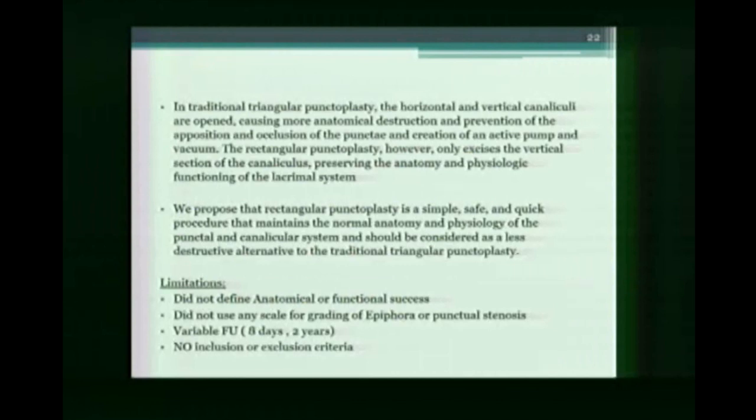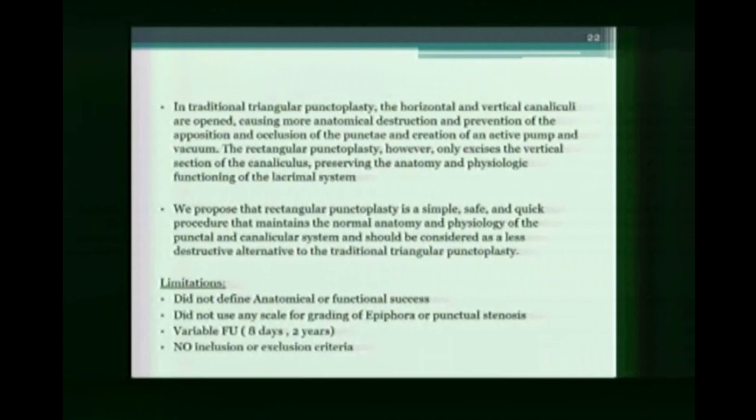And I quote this from their study that they proposed. They said, "We propose that rectangular punctoplasty is a simple, safe, and quick procedure that maintains the normal anatomy and physiology of the puncti and the canalicular system, and should be considered as less destructive than the traditional triangular punctoplasty."